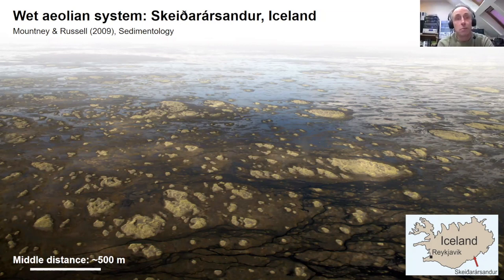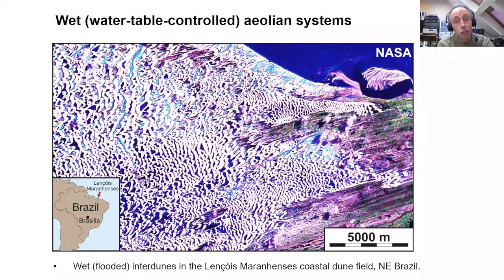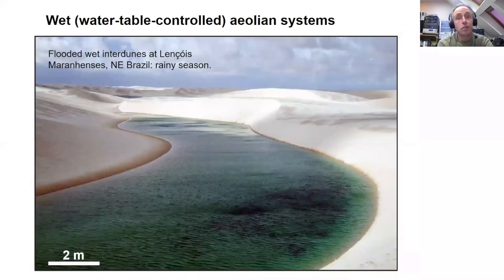Just another example. This is Lençóis Maranhenses in northeastern Brazil. It's a national park, and this is just a NASA satellite image. The dunes are in white. It's a very white sand, but the interdunes between them are, during the wet season at least, flooded. And so we see standing ponds of water between the dune bed forms. And the water's actually fairly fresh. Although it's a coastal dune field, there's not much saline incursion. And so down on the ground, a rather nice image, with these wet interdune ponds.